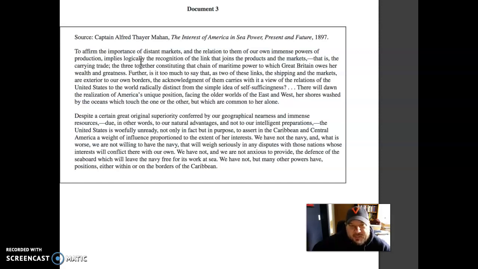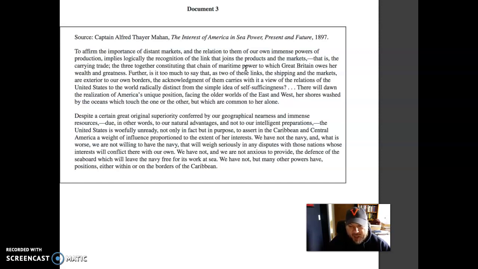Document three is advocating for expansion for a different reason. This is Alfred Mahan, who was all about increasing the size and the strength of our Navy. So he talks all about the fact that we have a really strong Navy, as do other world powers. In particular, he mentions Great Britain, who owes her wealth and greatness basically to their maritime power, which is their Navy. So he's saying that if we want to be like Great Britain, we want to be strong, we want to be powerful like that, we want to be the greatest country in the world, we need to increase the size of our Navy.